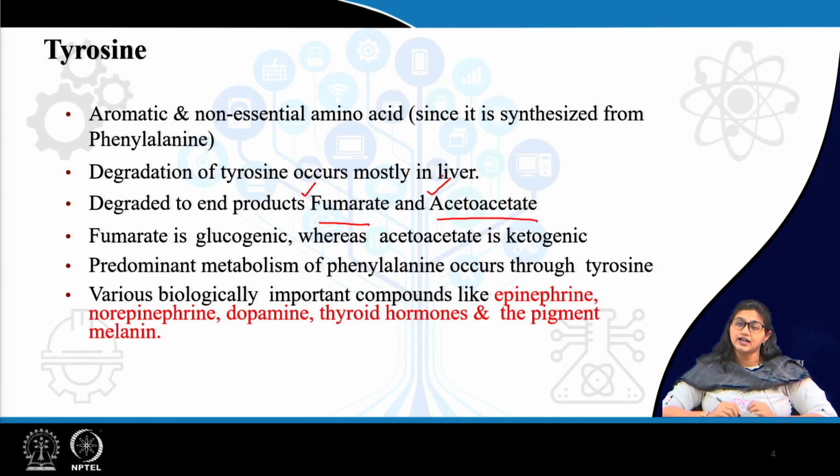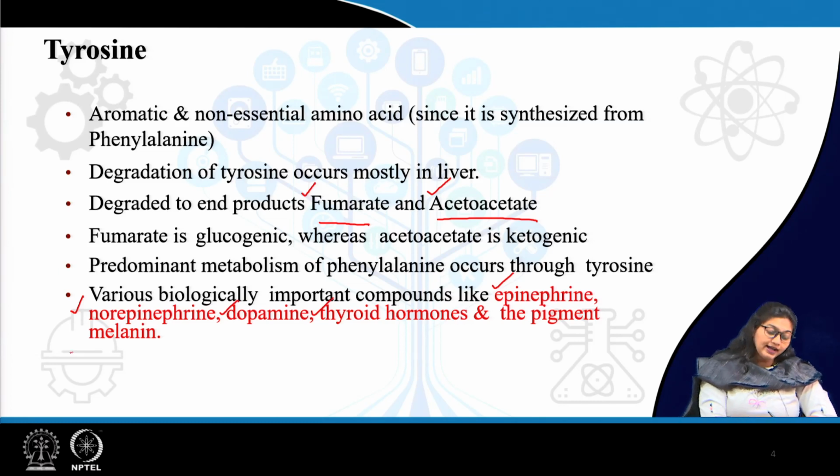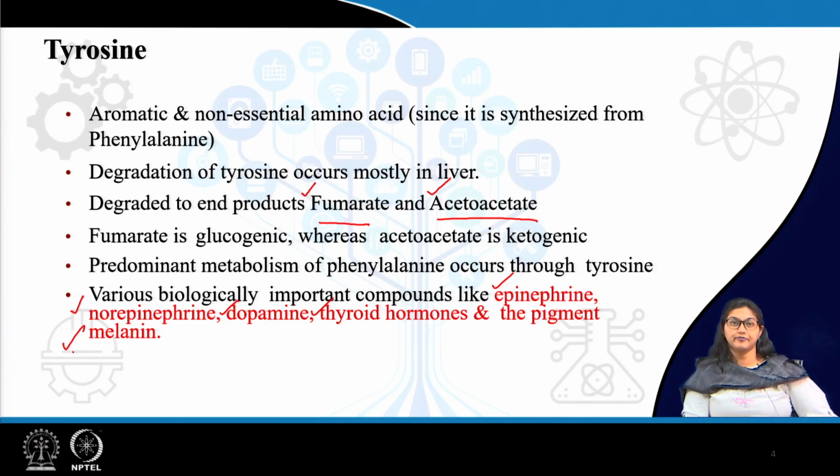Phenylalanine is also catabolized via forming tyrosine, which when catabolized is the complete catabolism of both phenylalanine and tyrosine. Now, there are different biologically important metabolites which are formed from tyrosine, like the catecholamines. Catecholamines are epinephrine, norepinephrine, dopamine, which act as neurotransmitters and hormones. Also thyroid hormones, and a pigment, melanin. These are the important metabolites of tyrosine. We are going to discuss them.